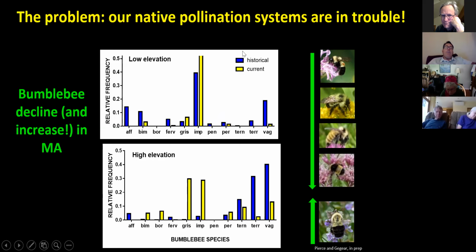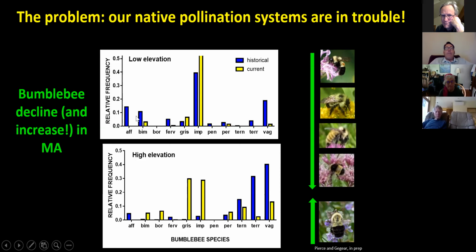What I did was look at historical records from different museum specimens in specific areas. Then I went back to those areas and collected bumblebees from those areas and compared the two. What you can see, at low elevation, in a lot of cases, the blue bars are above the yellow bars. And in many cases, unfortunately, in a few cases, there are no yellow bars.